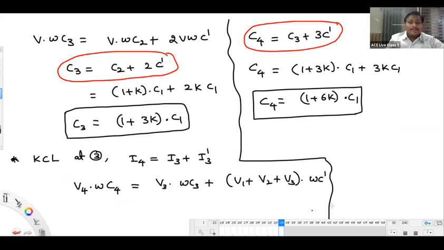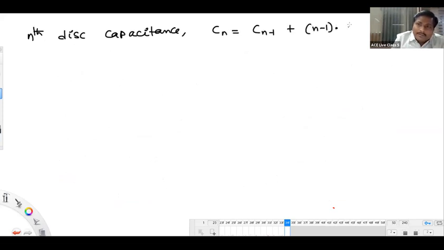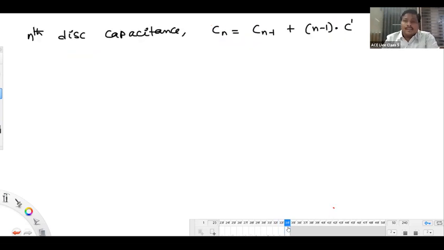So I'll write the nth disk capacitance value: Cn equals Cn minus 1 plus n minus 1 into C dash. That's the nth disk capacitance. Getting it, all of you? Done?